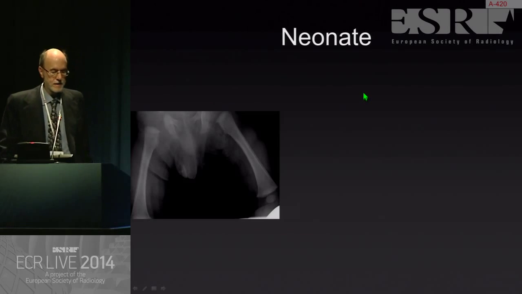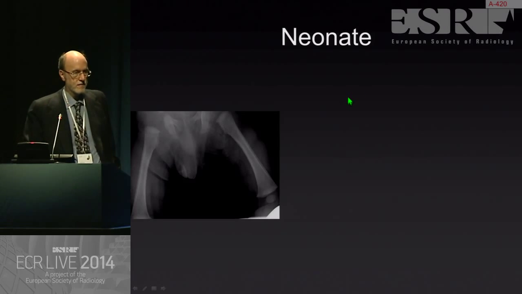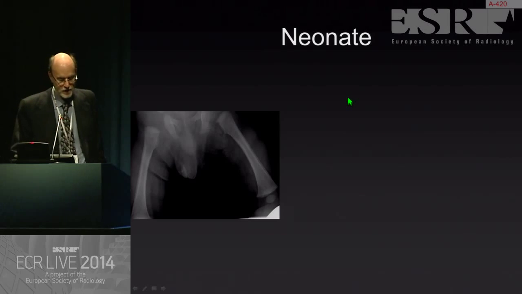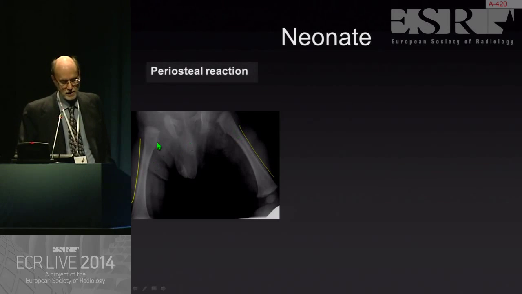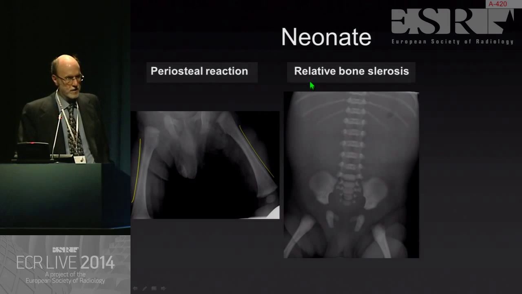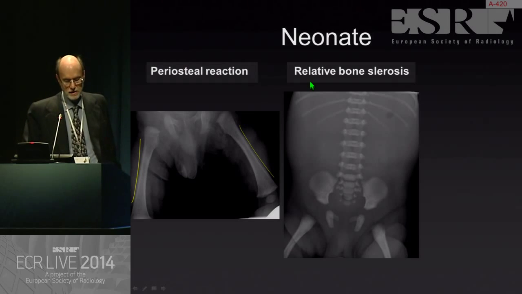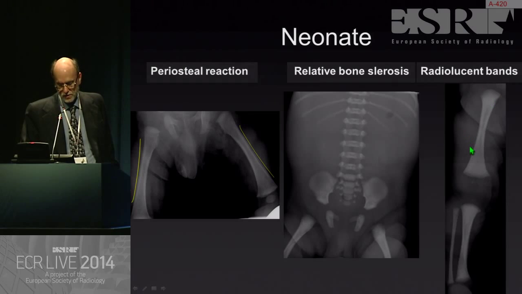So to summarize, in the neonate, we have especially 3 appearances, very, very frequent, which are this periosteal reaction, which usually is symmetric and uninterrupted. We can see relative bone sclerosis because the medullary cavity is thinner than in the adult. And we can see also radiolucent bands, in the metaphyseal radiolucent bands.